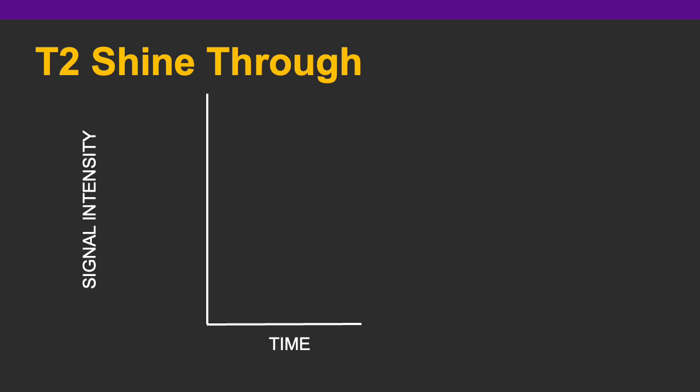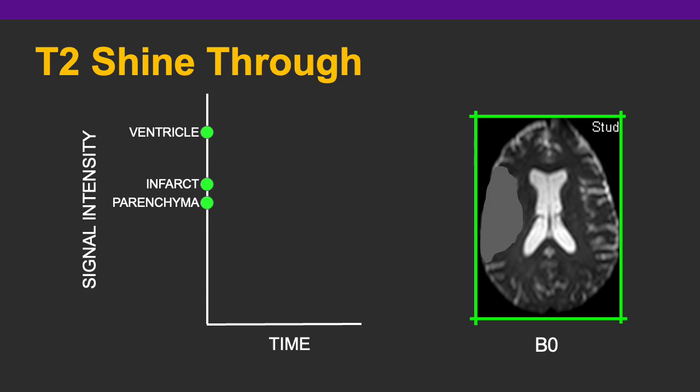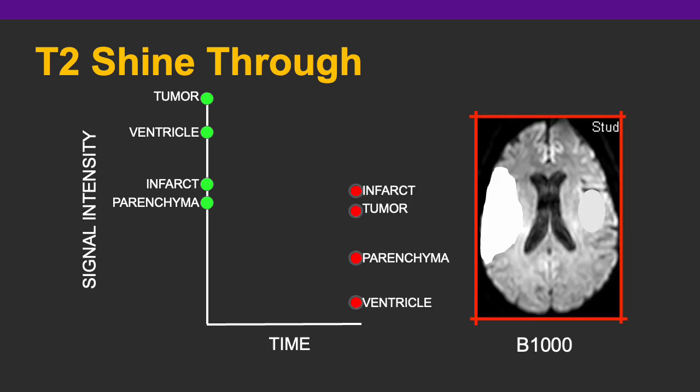Now, what is T2 shine-through? Well, let's start with the same right MCA territory infarct for comparison, but add in a tumor that has very high signal intensity on the initial B0 image. As a consequence, when we look at the B1000, or the diffusion-weighted image, while the signal has dropped in the tumor, it hasn't dropped very far, and it still appears very bright.